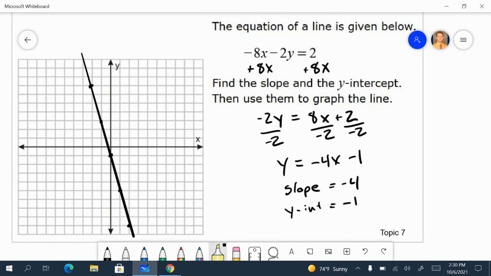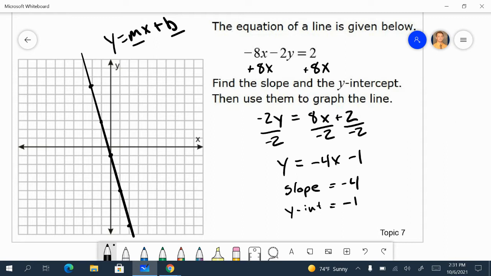Next one, the equation of a line is given below. Okay, they gave us the equation again. I added 8 to both sides to start because I'm trying to graph them, right? And it's asking us for the slope and the y-intercept. Otherwise, I could use the same strategy that I used in our last topic. But I want my slope and my y-intercept, so I'm going to do slope-intercept form, which is y equals mx plus b.